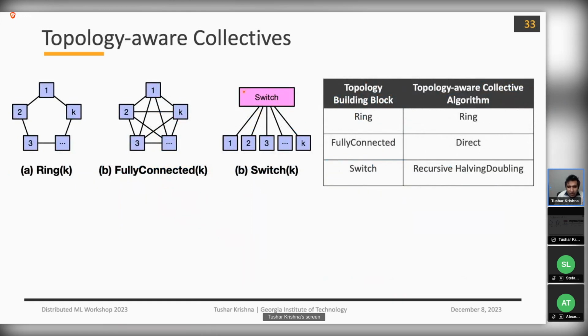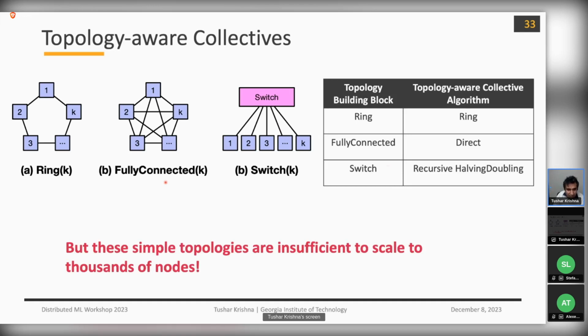So as I mentioned, there are several topology-aware collective algorithms. For rings, there's a ring-based algorithm. For fully connected topologies, the direct algorithm that I presented. Similarly, for a switch, there is something called a recursive halving-doubling algorithm that I won't go into, which basically does this reduction in pairs, in log n steps. And each of these algorithms is, again, very optimized for this topology.